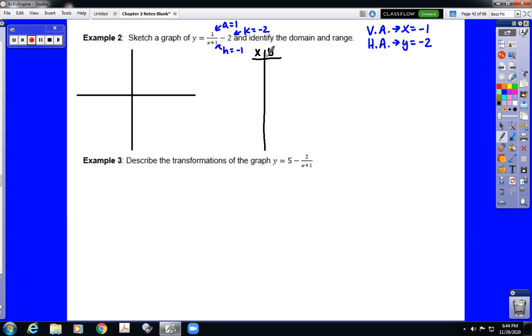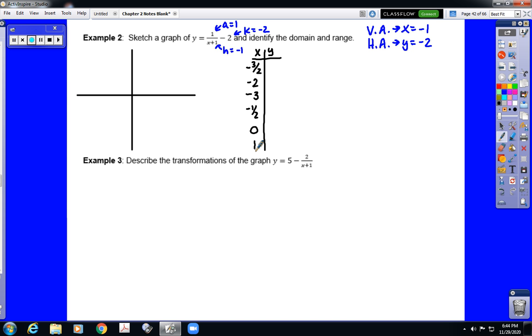Again, I'm suggesting that you pick 3 points to the left and 3 points to the right of -1, which would be -3/2, -2, and -3 on the left side, -1/2, 0, and 1 on the right side. We're going to plug those values in before we draw the asymptotes just to make sure that we get the scale right on our graph. So plug in negative 3 halves.